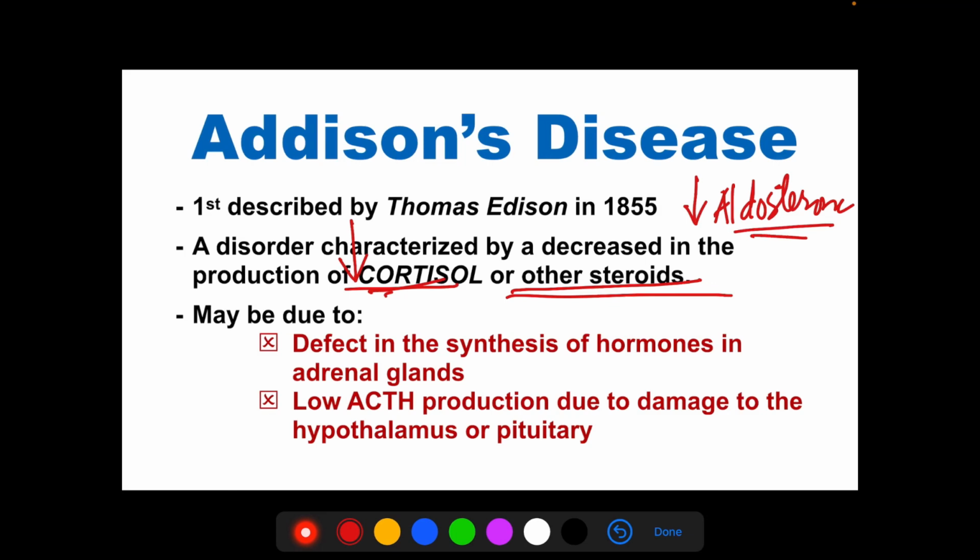And this Addison's disease may be due to, number one, a defect in the synthesis of hormones in the adrenal glands, or maybe because of low ACTH production due to damage to the hypothalamus or pituitary. I think I have mentioned earlier that aldosterone also responds to the stimulation of ACTH. But remember, the main regulation of aldosterone is in the RAAS. That's why it is specified here, the cortisol.